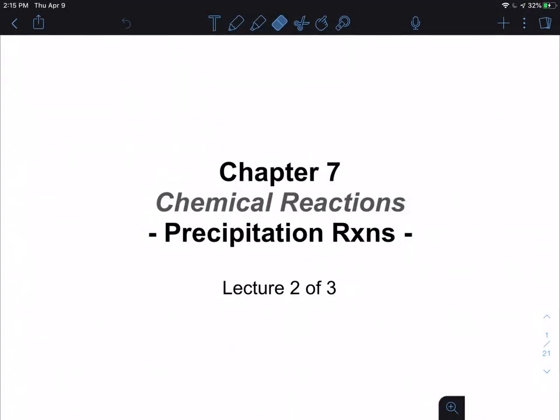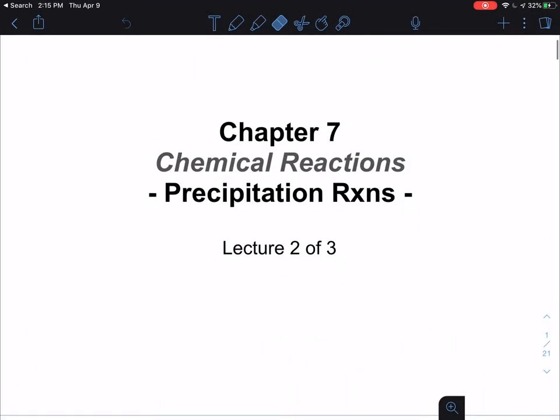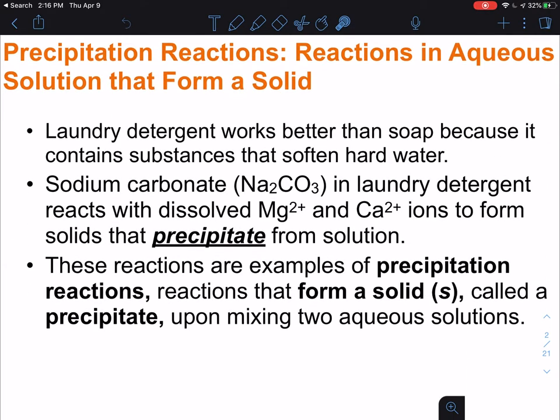Hey guys, welcome back. We're jumping right back into Chapter 7, and in this section of the lecture we're going to cover precipitation reactions. We just talked in our Zoom meeting about the importance of solubility when it comes to precipitation reactions. And so here's just a quick fun fact.